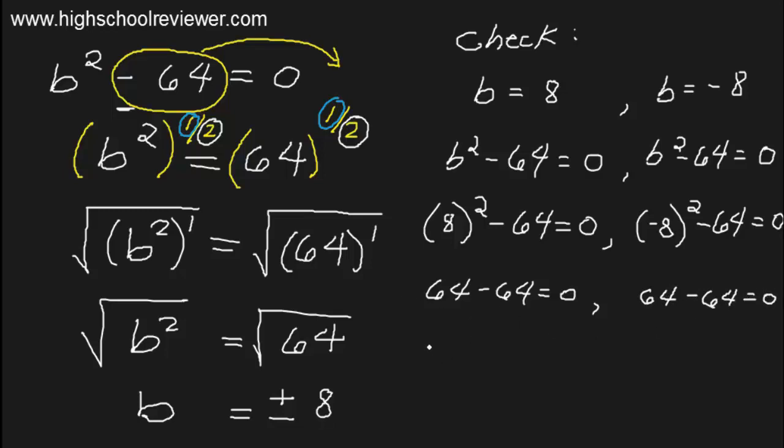So 64 minus 64 is 0. So 0 is equal to 0. So our first value is correct. Our next value, 64 minus 64, is also equal to 0. So our second value, which is b equals negative 8, is also correct. So these are our final answers.